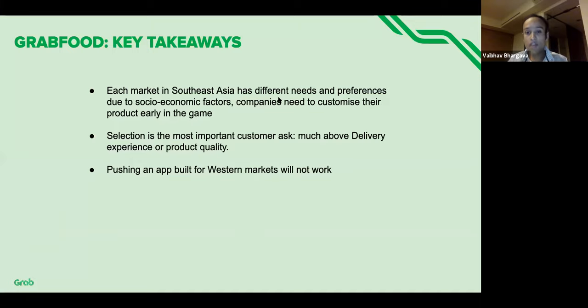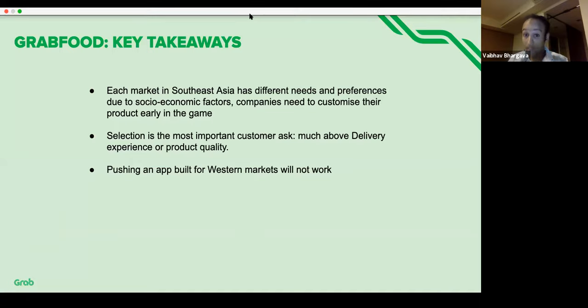Each market in Southeast Asia actually has different needs and preferences because they are different. There's a very rich market like Singapore, a developing market like Indonesia, or a slightly poorer market like Vietnam. Companies need to customize a product a lot earlier in the game than you would in another bigger market like China, North America or India. Selection is very important, much above delivery experience and even product quality. And pushing an app that's just built for Western markets may not work.